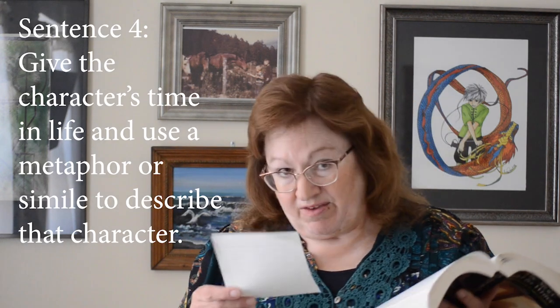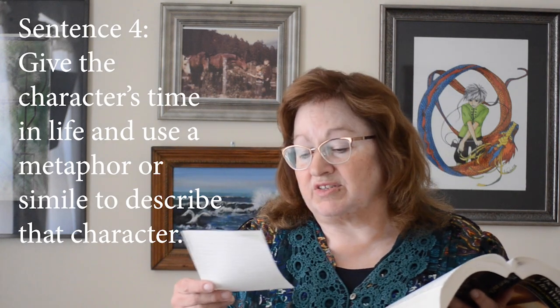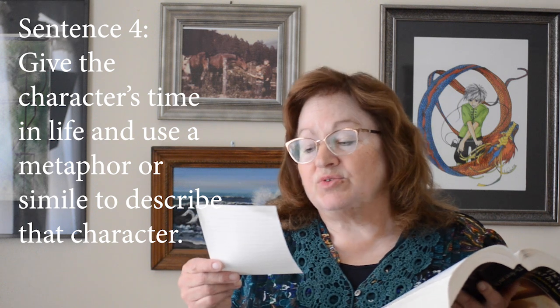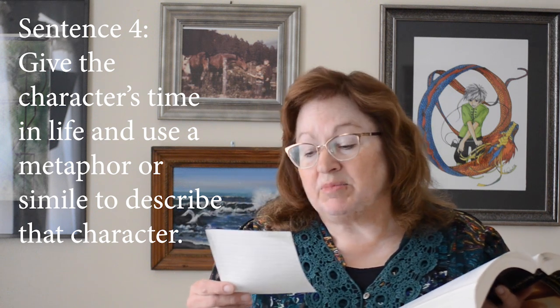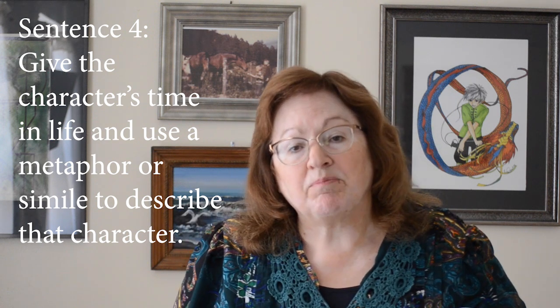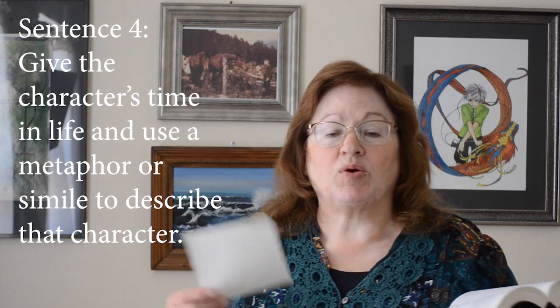Wow, that is one long, beefy sentence, all sorts of ideas. So the fourth thing the students would do is give the characters time in life, age, essentially, in some way, and use a metaphor or simile to describe something about that character. So now we're talking about poetic formation and comparison. This sentence is going to be bigger than any of the sentences so far. But notice there's more variety here.